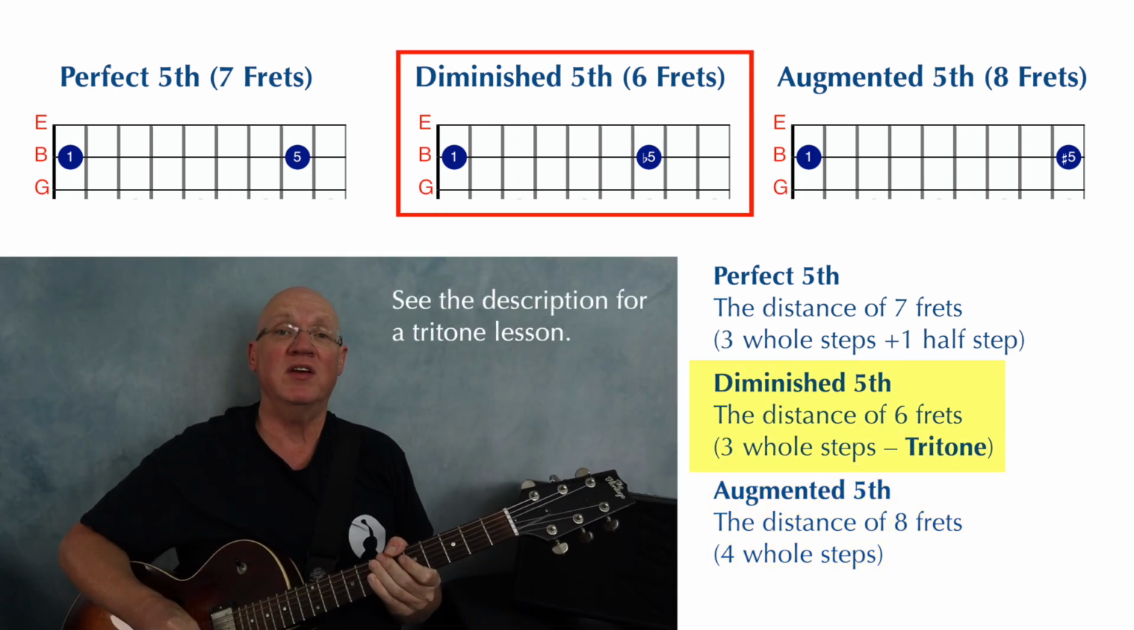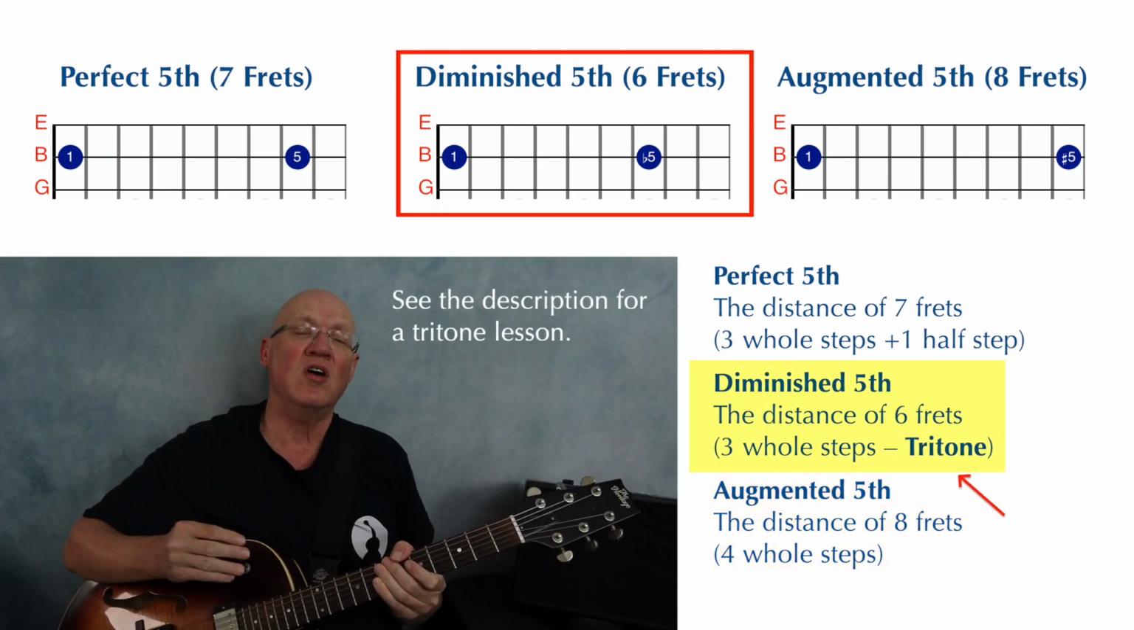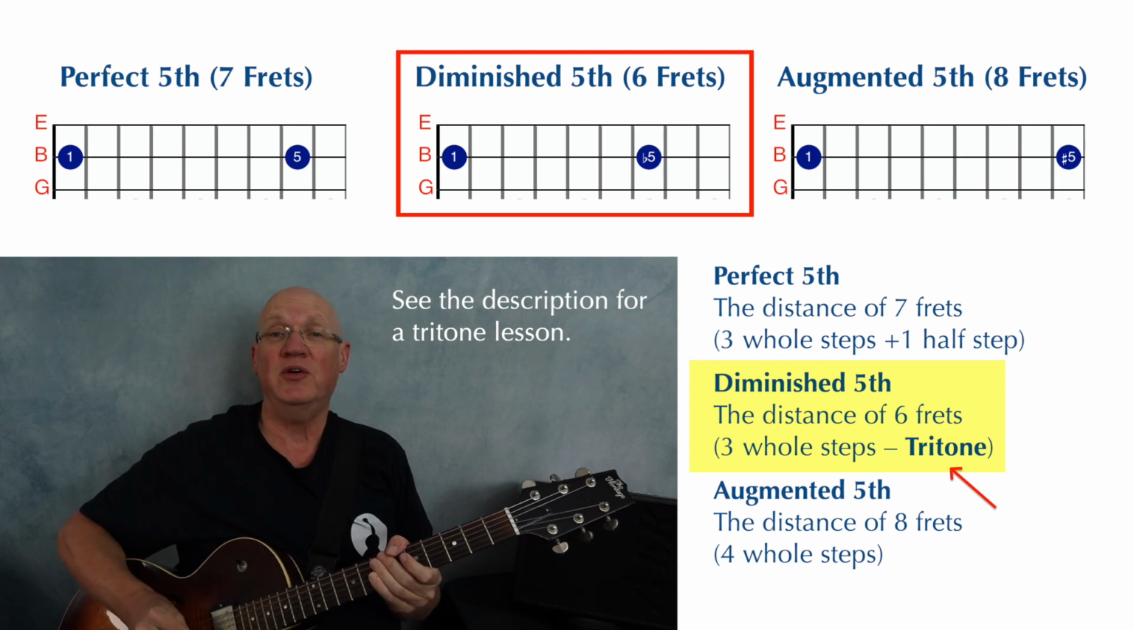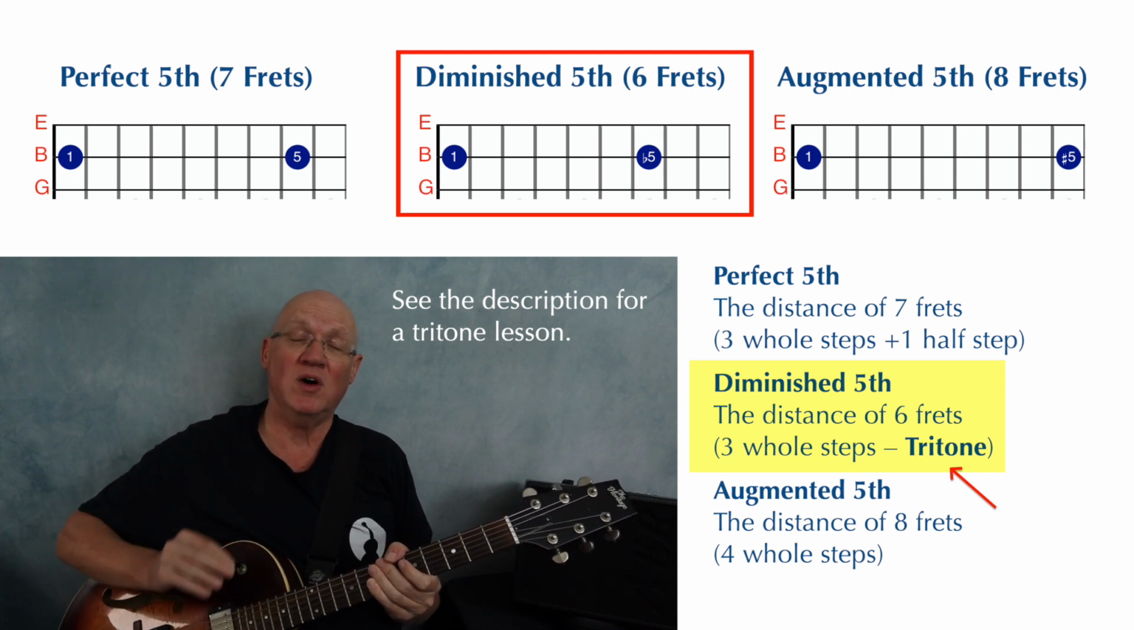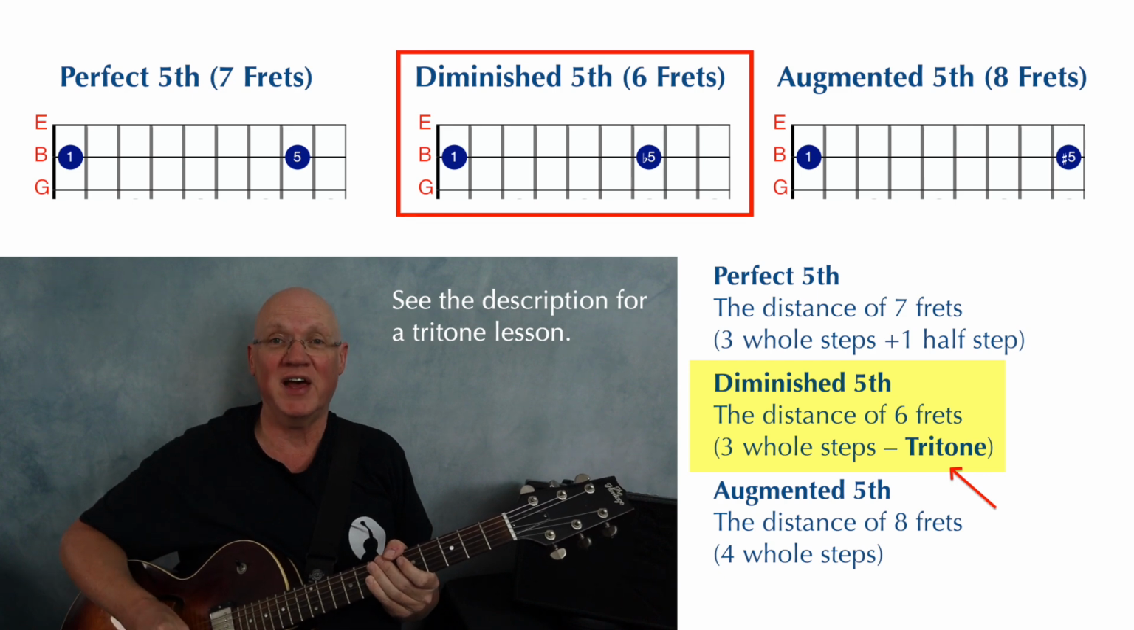Because the diminished fifth is 3 whole steps distance, it's also called a tritone. The tritone is a special interval. I have an entire video on just the tritone. I'll leave a link for that in the description.